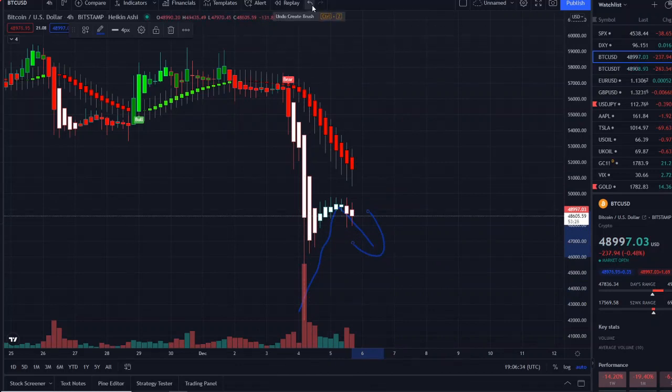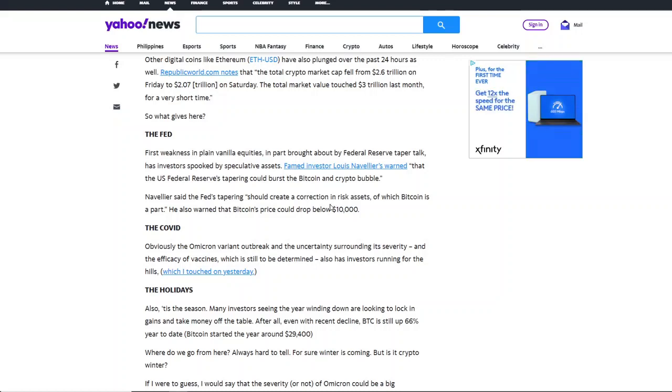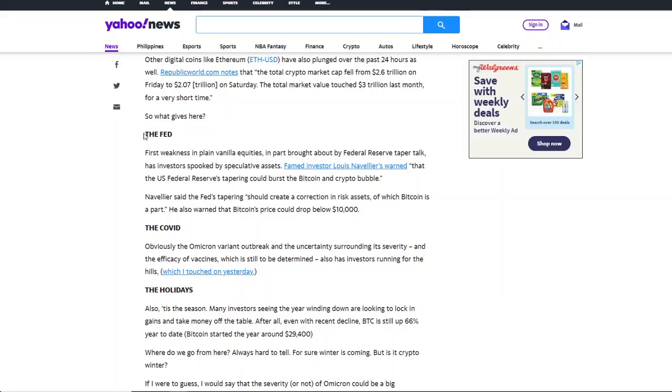So what's the real reason of all of this getting priced in? There's 3 reasons behind the crypto crashing right now. And the main one is the Fed, guys. The Fed tapering quicker, which is what they've been talking about, is going to decelerate inflation. And if inflation is not getting hot, that can create a tapering that could burst the Bitcoin and crypto bubble. That's what they're calling it.